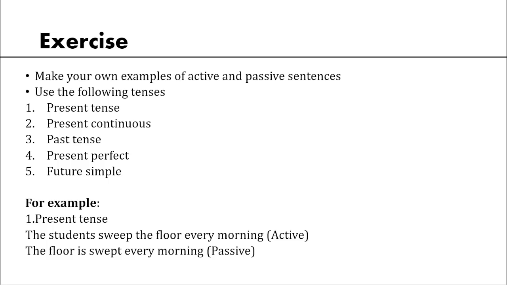Now it's your turn for exercise. Make your own examples of active and passive sentences. Use the following tenses: present tense, present continuous, past tense, present perfect, and future simple. For example, present tense: the students sweep the floor every morning. And the passive: the floor is swept every morning. Okay, so from these 5 tenses, it means you have to make 10 examples: 5 active and 5 passive.